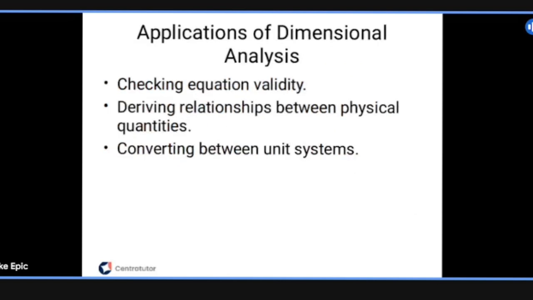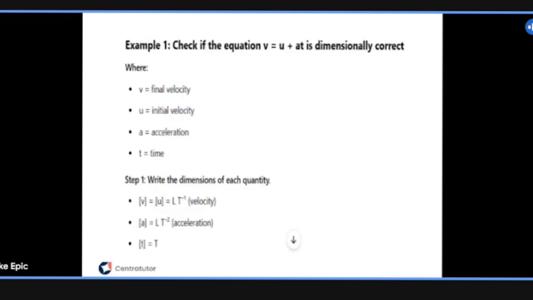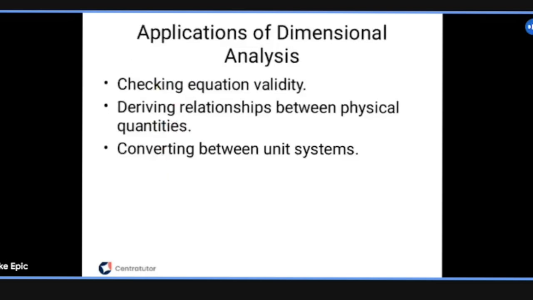Then we talked about how dimensional analysis can be applied and it is used for checking the validity of equations, in deriving relationships between physical quantities, and also in converting between unit systems. So we're about starting examples before we went on the break. And I said, resuming this break, we'll be starting by asking questions. So I just had to do this quick recap for persons that were not present and are just joining us for the first time.